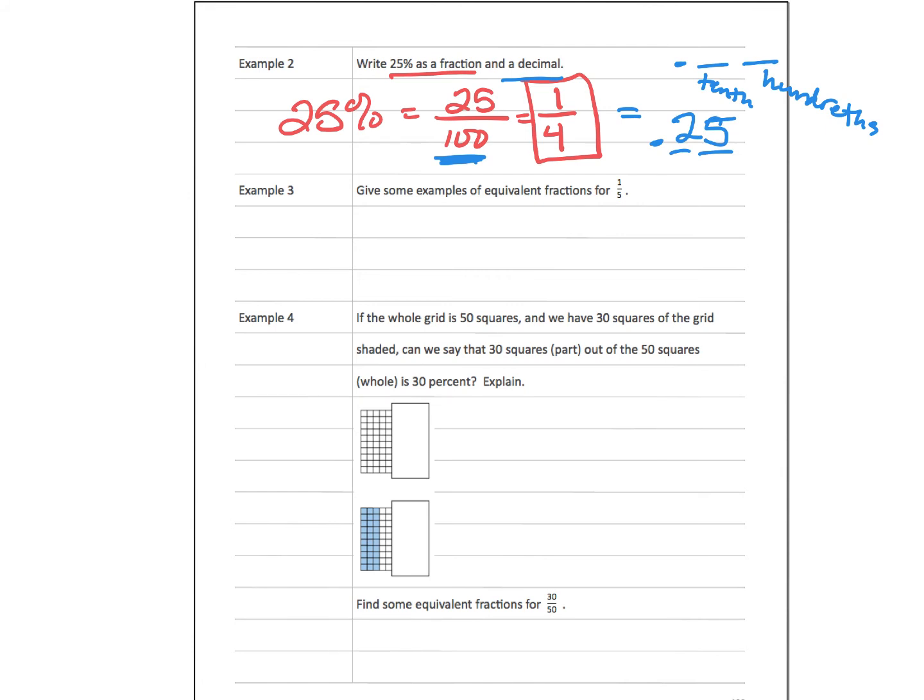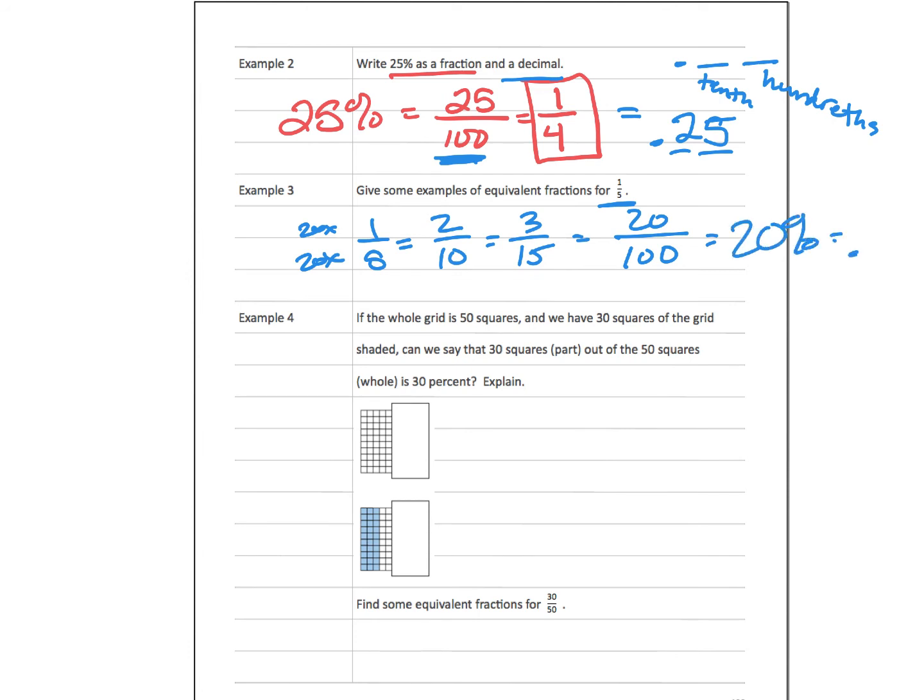Example 3, let's give some examples of equivalent fractions for 1/5. We can multiply by 2 and get 2 tenths. We can multiply by 3 and get 3 fifteenths. Let's multiply by 20, because 5 times 20 gives us 100, and 1 times 20 gives us 20. So if we change this now, this would be 20%, and 20 hundredths and 2 tenths are one and the same. We don't necessarily need that 0.